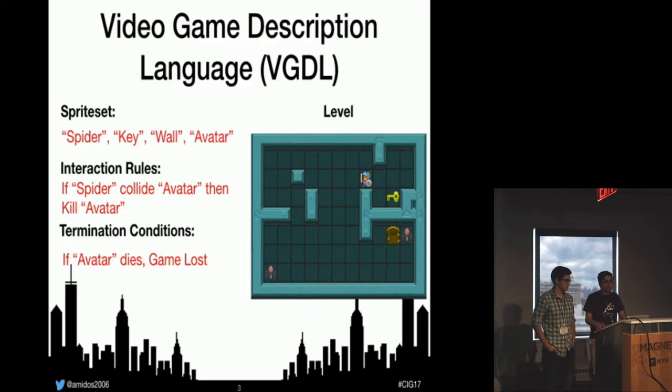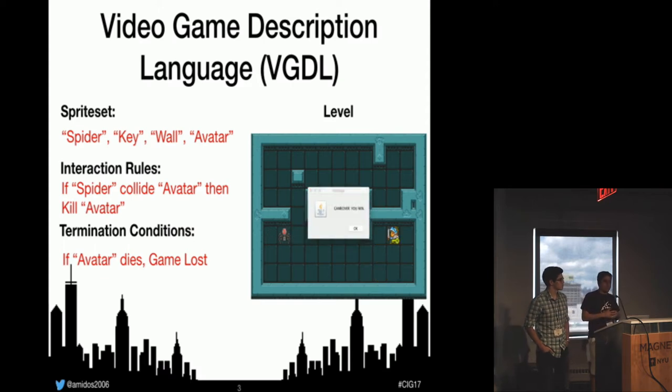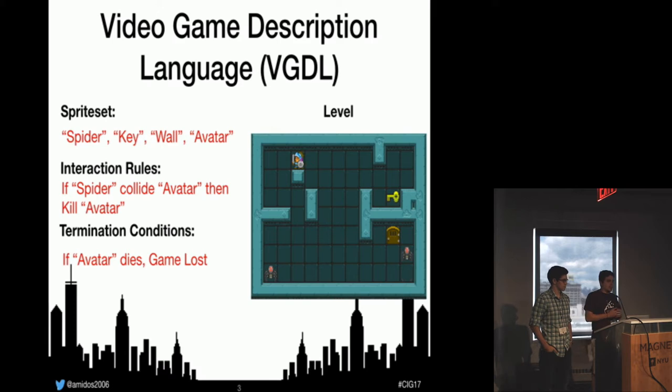In order to generate the games, we need some way to describe these games, and we use the video game description language, a language where you can describe different types of games so the computer can search the space and find new games. For simplicity, I just put the key parts of the video game description language. The first is the sprite set, which is all the game objects in the game. In this game, you have an avatar, a spider, a wall, a key, and a door.